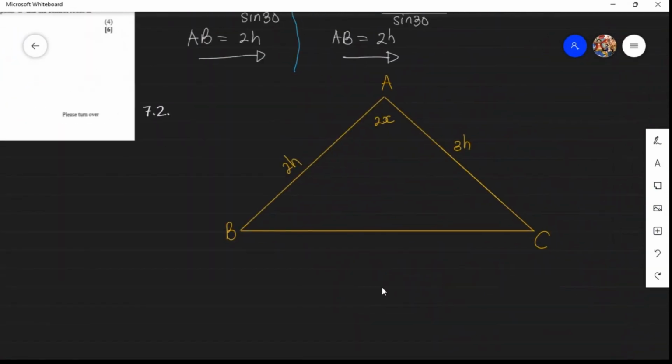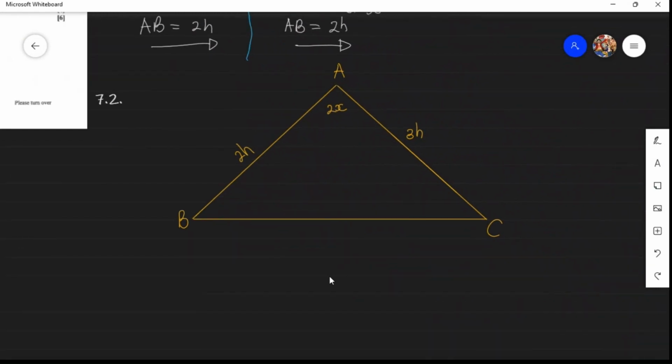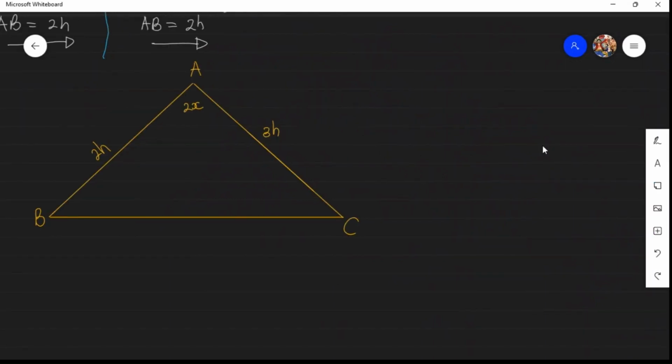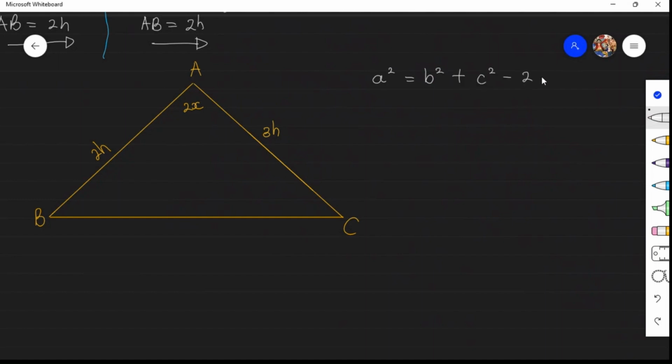So let us now see what we are going to use to try and find the length BC. If you notice, we're trying to find the side opposite the angle A. So we can use our cos rule. So let us put in our cos rule, which is going to be a squared equals b squared plus c squared minus 2bc cos of A.